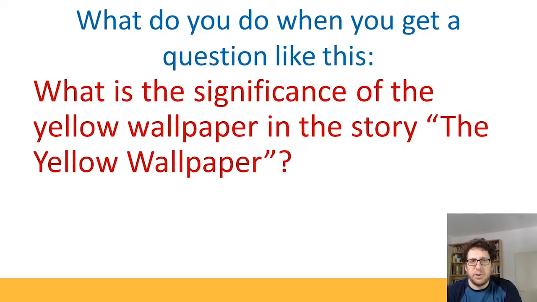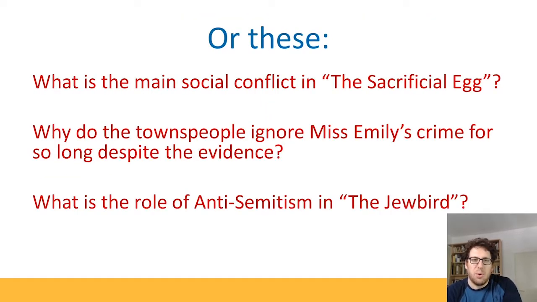So the question for today is, what do you do when you get a question like this? What's the significance of the yellow wallpaper in the story The Yellow Wallpaper? Quite general, there can be a number of answers, but what do you do with this question? Write a paragraph about this question. Or, what is the main social conflict in The Sacrificial Egg? Why do the townspeople ignore Miss Emily's crime for so long despite the evidence? What is the role of anti-Semitism in The Jewbird?